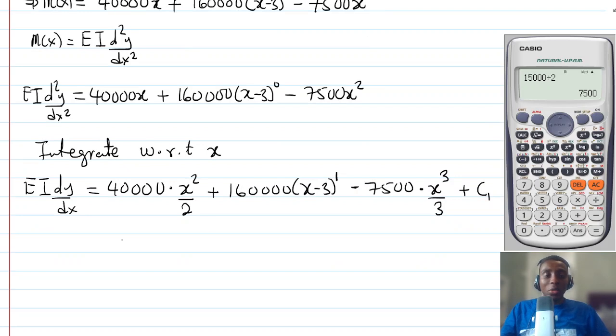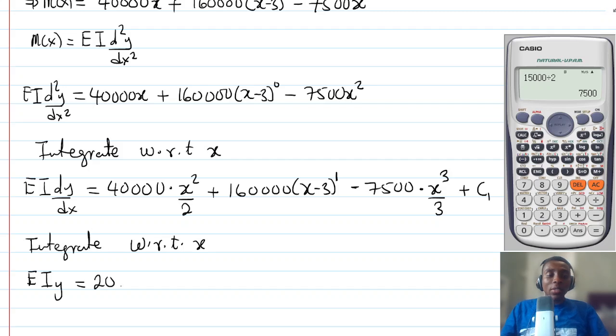Make sense? Good. Now you do the integration again so that you can get the other constant. So integrate again with respect to x. If I integrate the slope, I get the deflection, which is equal to what? This time, 40,000 divided by 2 is 20,000, right? So then 20,000, now you are going to integrate x squared, so it's going to be x cubed over 3, isn't it?